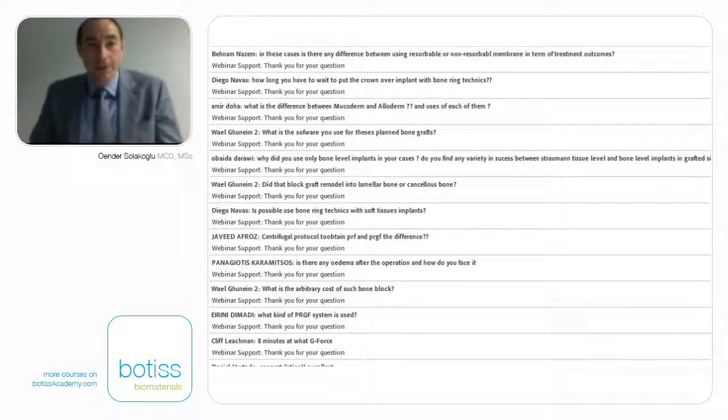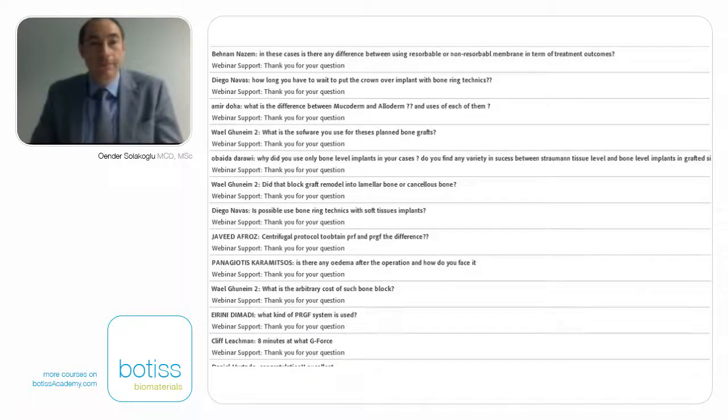And the next question is, how long do you have to wait to put the crown over the implant with bone ring techniques? Oh, I usually wait for the normal period of time, which is about 4 to 6 months. I always wait for my bone to heal 4 to 6 months, and then I uncover the implant, wait for another week, and then the crown can be placed.